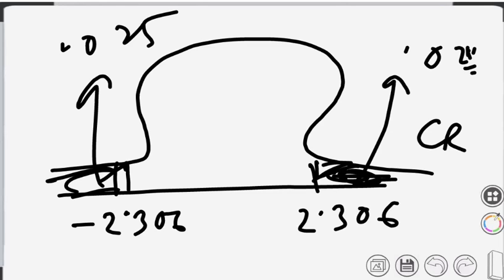So 2.35 falls in the critical region. So 2.35 falls in the critical region, which means we can say that the null hypothesis is rejected and the alternate hypothesis is accepted. So what will be the decision? Who can tell me what will be the decision?